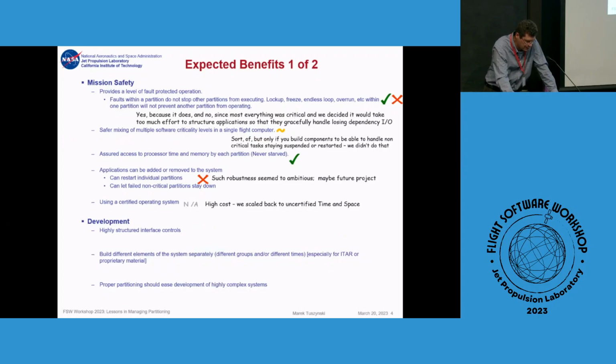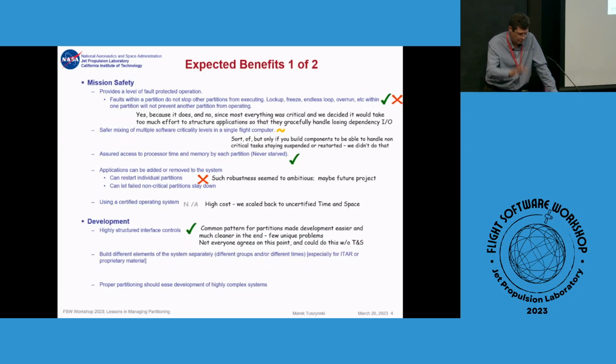Highly structured interface components. These sort of overlap. You'll see some of these bullets are a little bit similar, and that's all right. So yeah, I think the common patterns for partitions made development easier, sort of cleaner in the end. We had a pattern on how they communicate across the partitions and the services that are traditional spacecraft services, the APIs they provided. The problem is, even though this is a check mark yes, because you're doing time and space, they're actually pretty complicated still. So there is a common pattern, but there is complexity built into trying to sort of get over these brick walls that you've created.